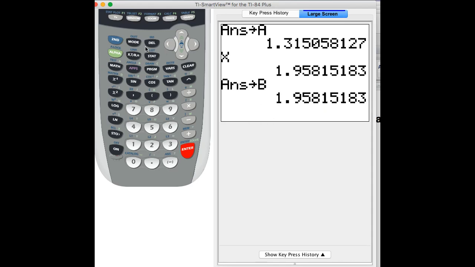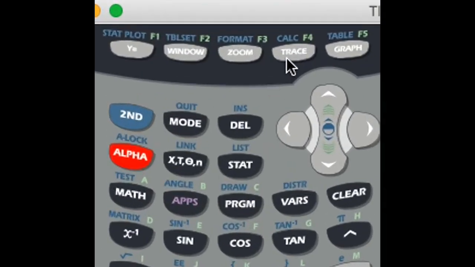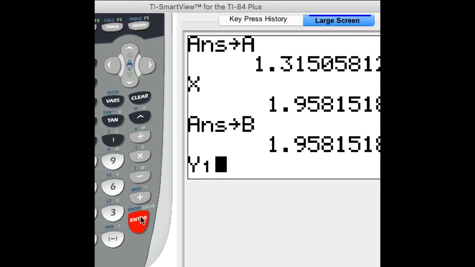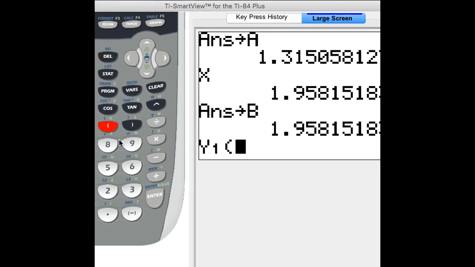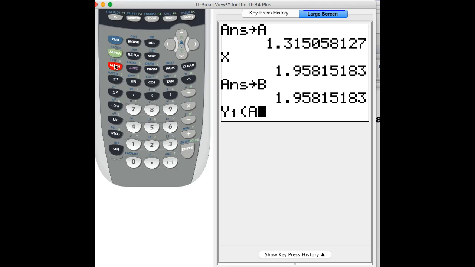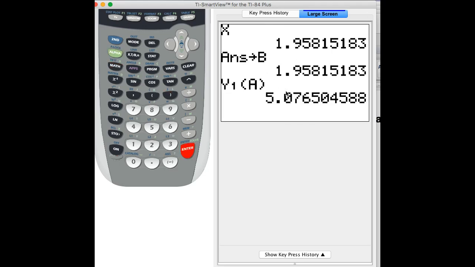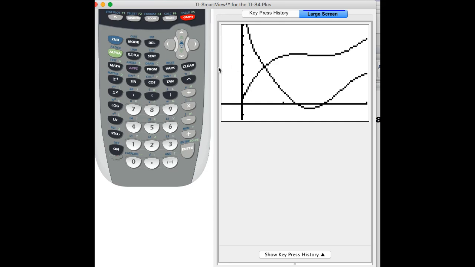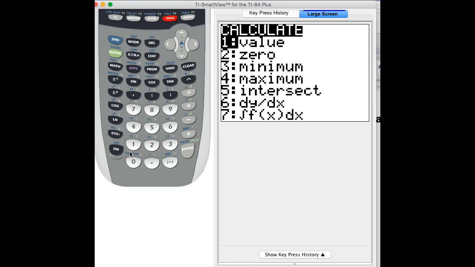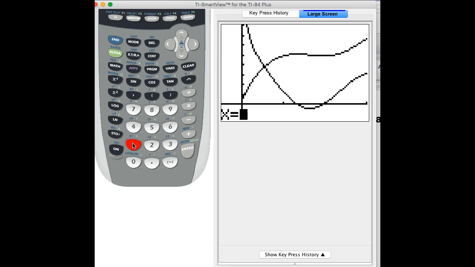I can do it here by doing alpha parentheses, and then I can hit alpha A. And it'll evaluate it for me. And I also can do it, I want to show you this. I can also do it on my graph. So I'm going to do second value and x equals, and I'm just going to hit alpha A, enter.